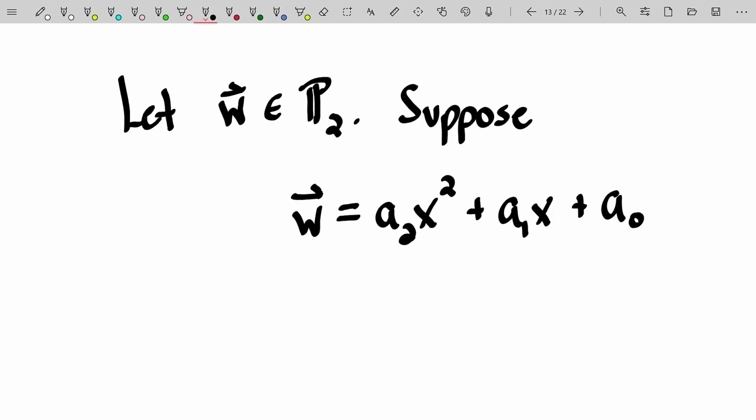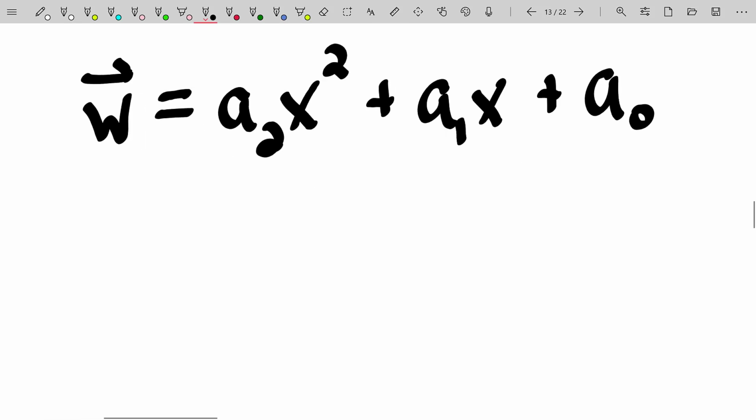So suppose the vector W is just this quadratic right here. Again, the coefficients could be 0. So a sub 2, a sub 1, and a sub 0 could all be 0, or one of them could be 0, or two of them, doesn't really matter, or none of them. That way we have all different possibilities. It could be a second degree polynomial, a first degree polynomial, or a 0th degree polynomial.